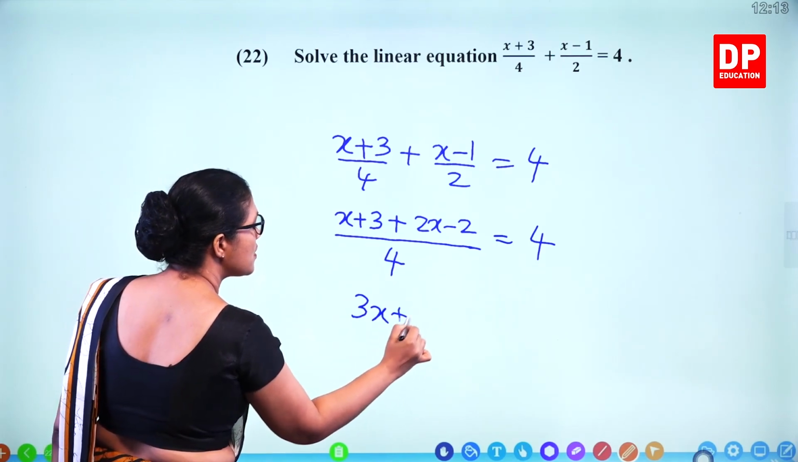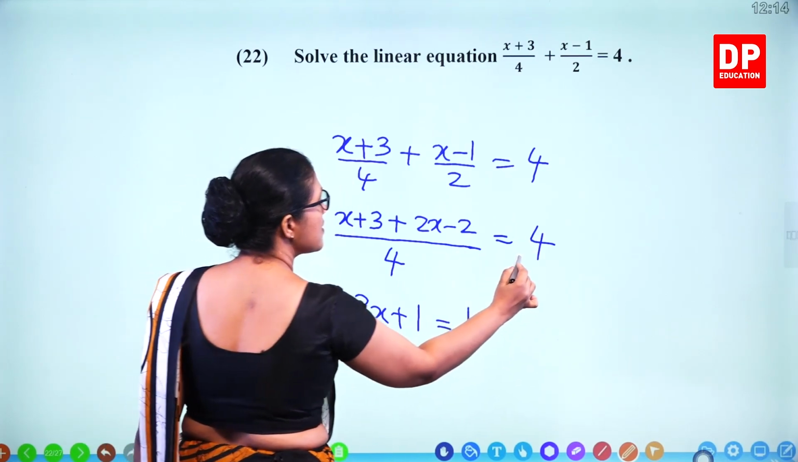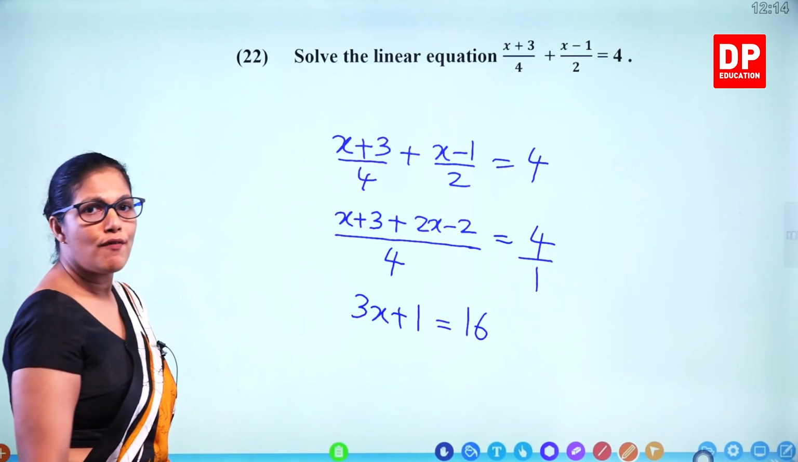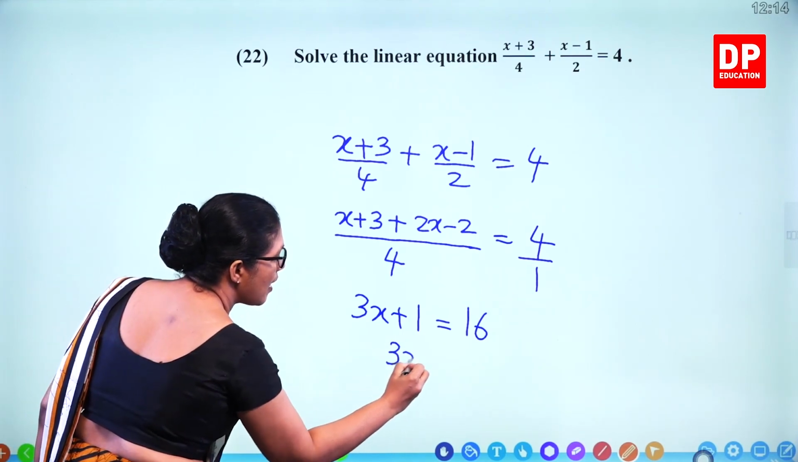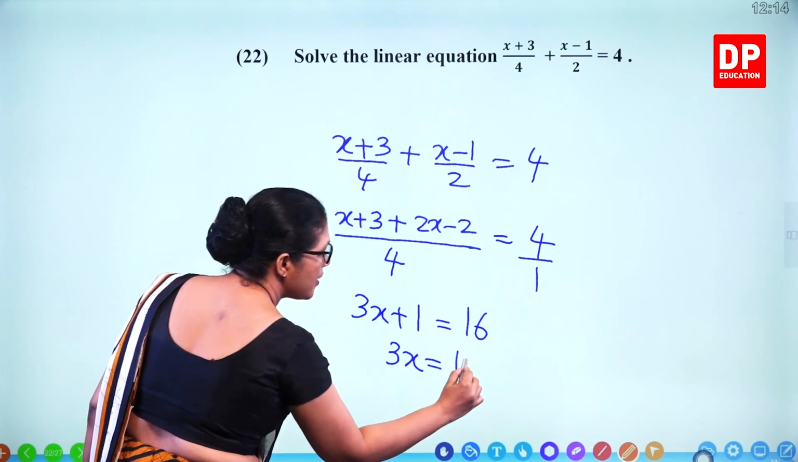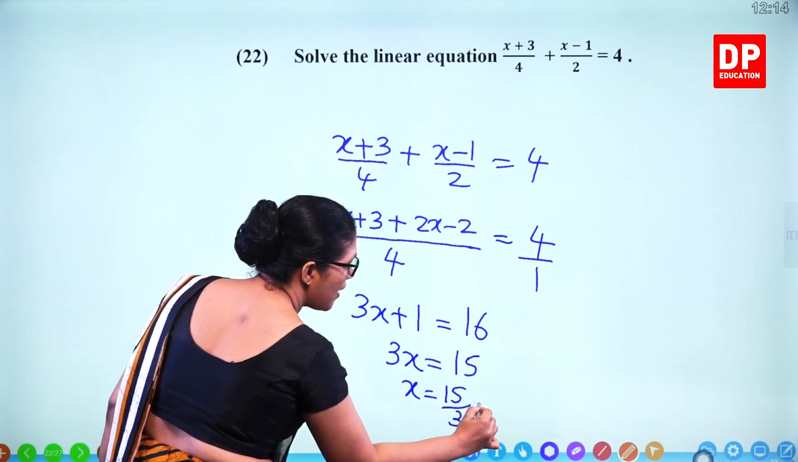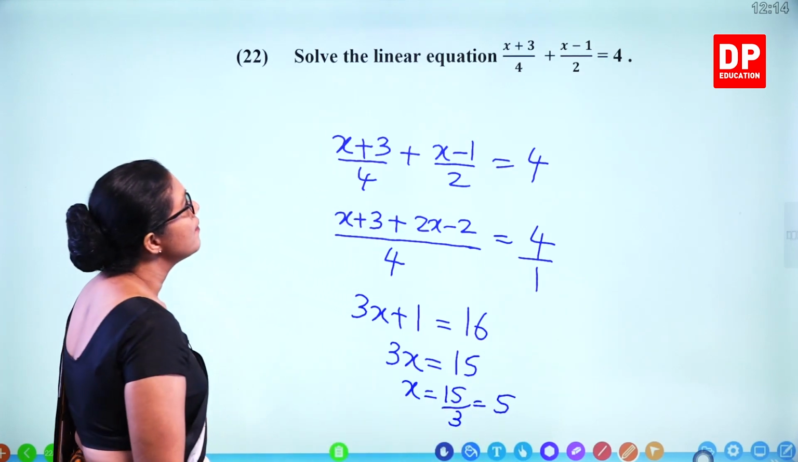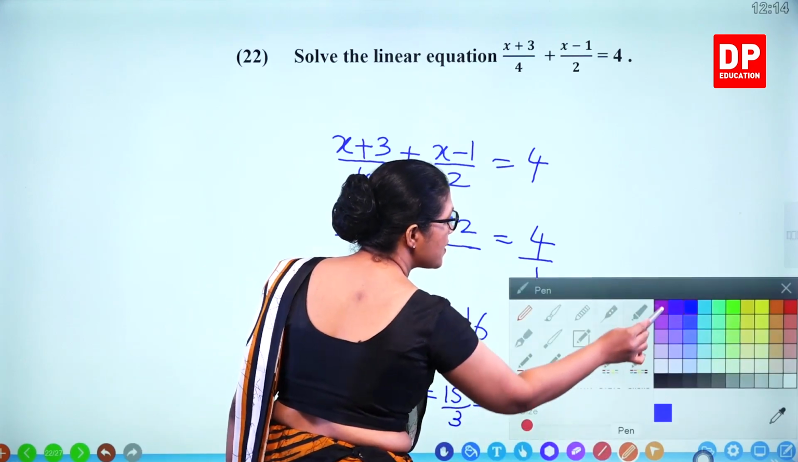3 minus 2 is plus 1. And then 4 times 4, 16. This is like a fraction 4 over 1. You can do cross multiplication. So 3x becomes 16 minus 1, that's 15. So what's x? 15 divided by 3, that's 5. So x value is 5. So you get 2 marks for this.